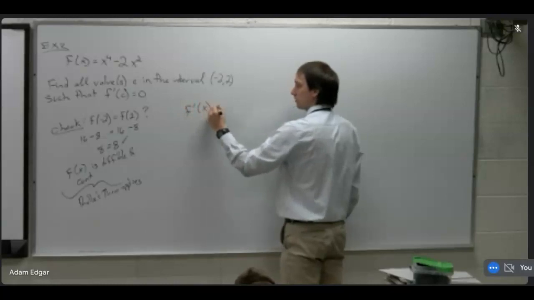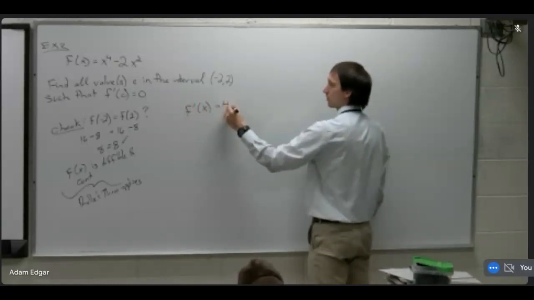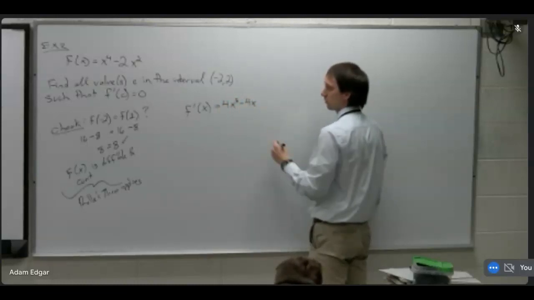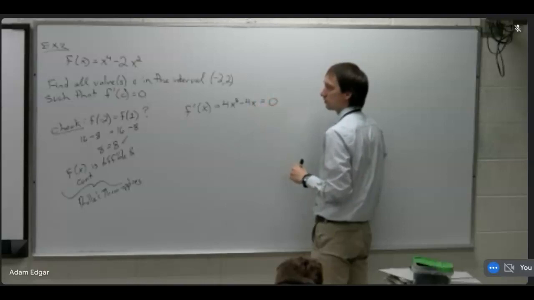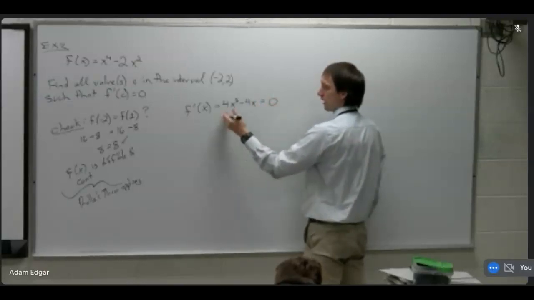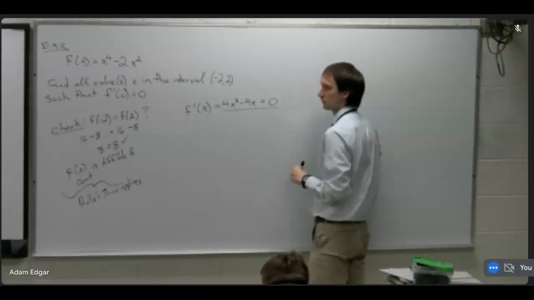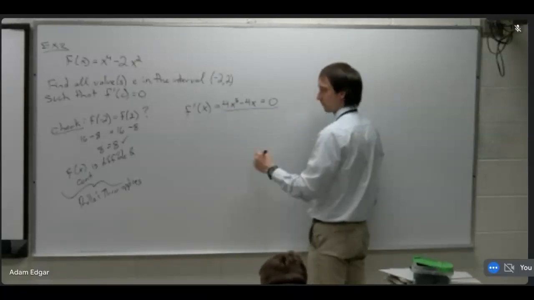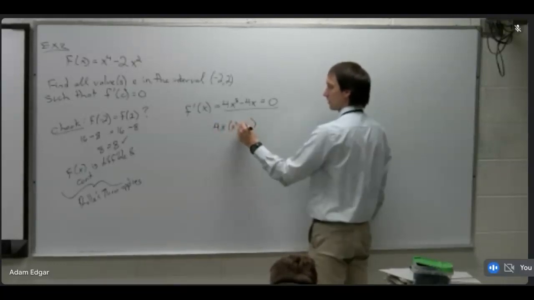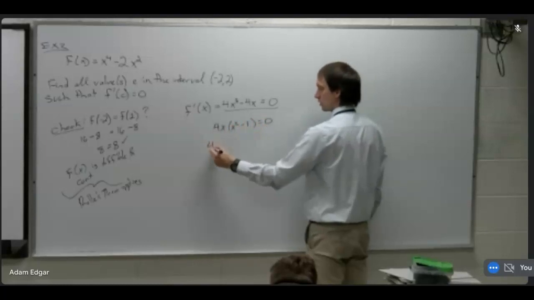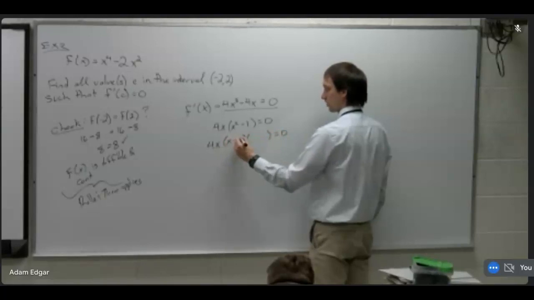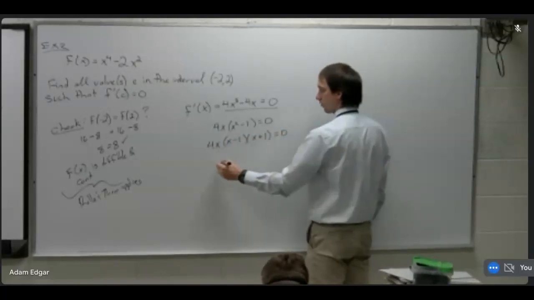What is it? 4x cubed minus 4x. Then what do you do? How are you going to solve this now? Factor. Take out a 4x. What's left behind? Can you factor some more? Yeah. x minus 1, x plus 1. Solve. What do you get?